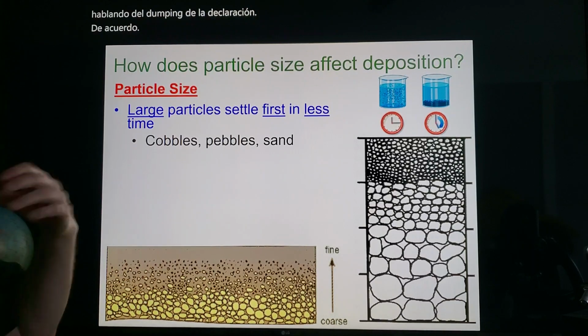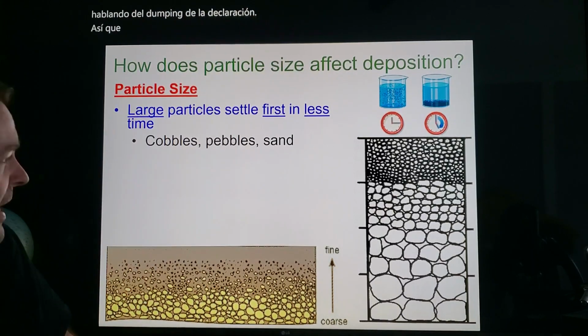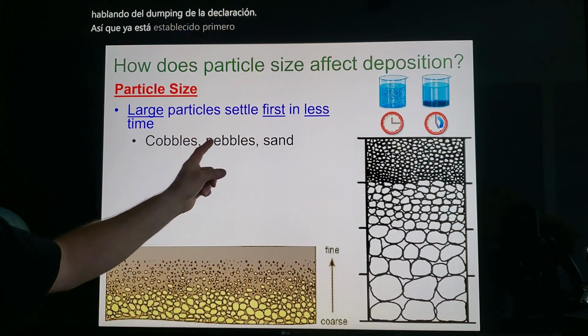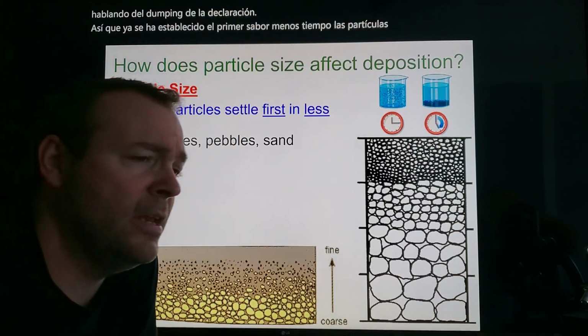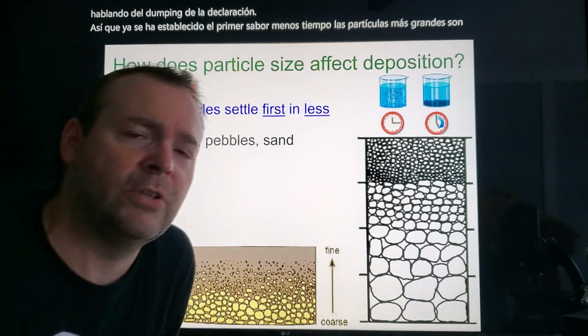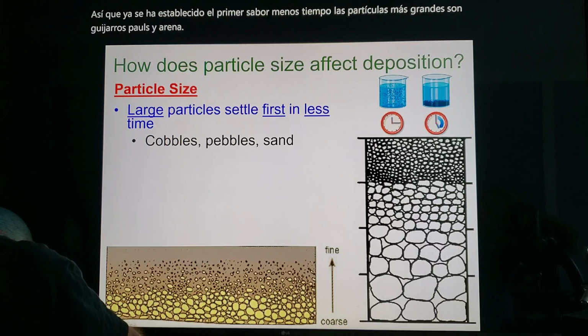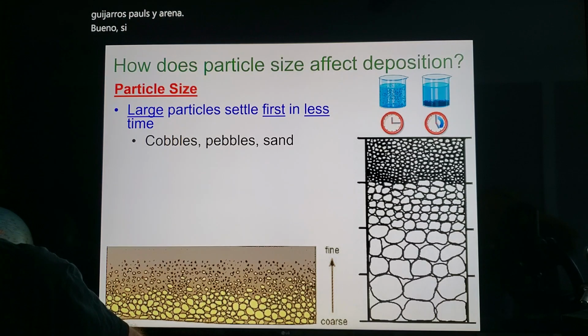Particle size, right? The bigger they are, they settle first, takes less time. The bigger particles are cobbles, pebbles, and sand. You might ask, well, how am I going to remember those particle sizes? Well, if you go back to your reference tables, there is a chart of particle size. It's near the igneous chart.